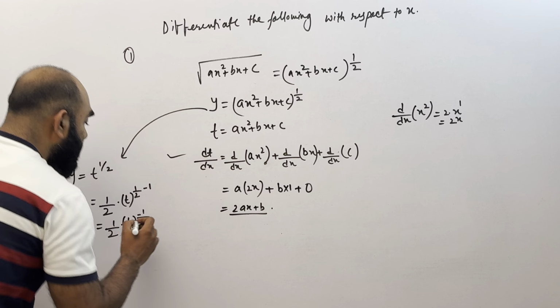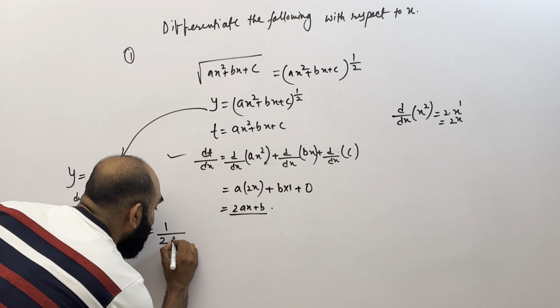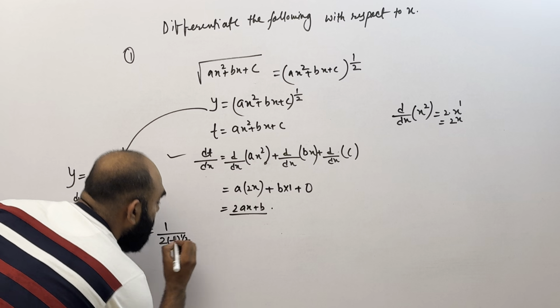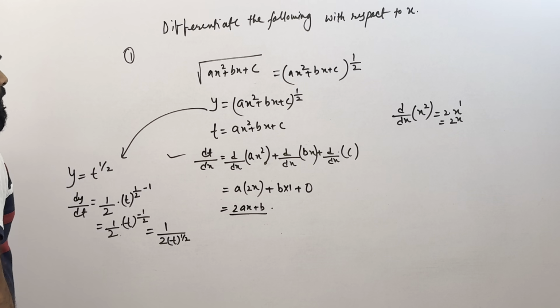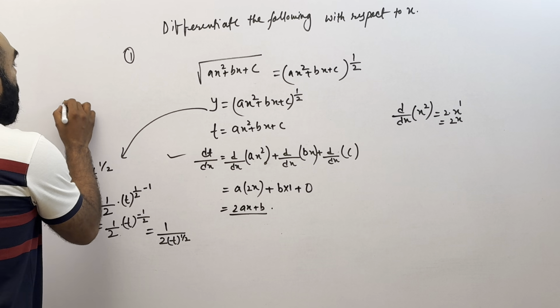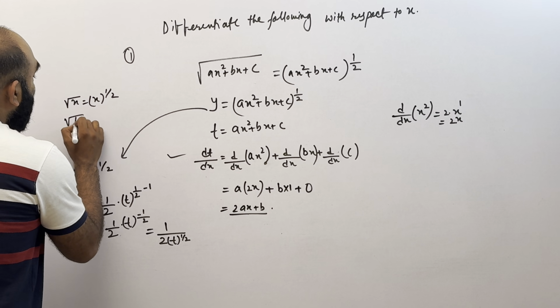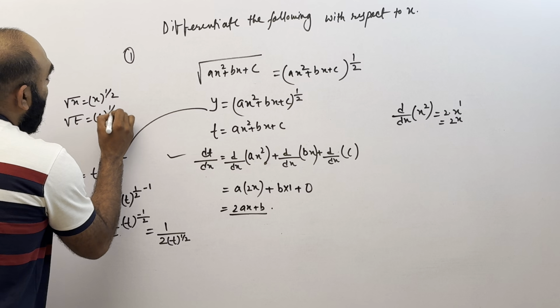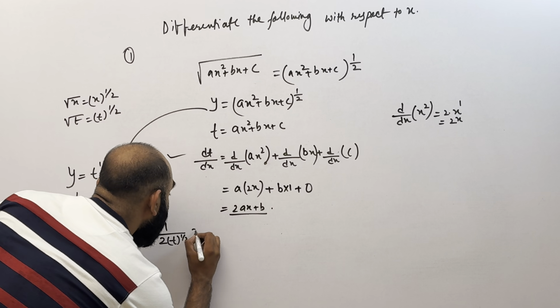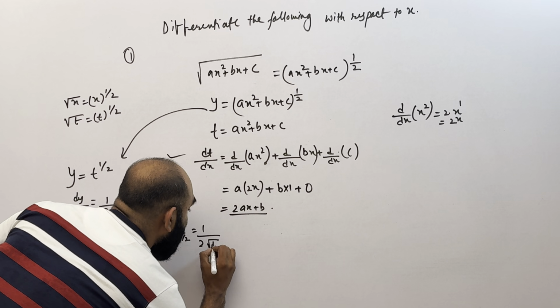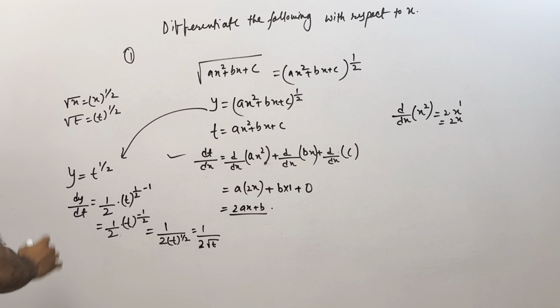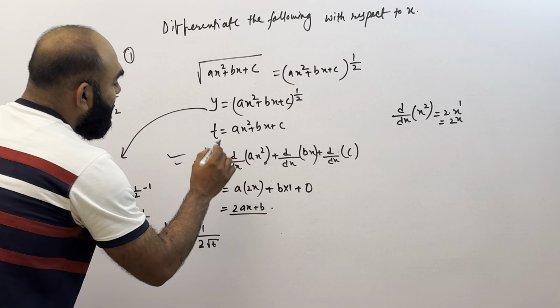So if I take it in the denominator, can I write it like 1 by 2 into t to the power 1 by 2? And t to the power 1 by 2 is nothing but root t. So 1 by 2 root t. So this is my dy by dt and this is my dt by dx.